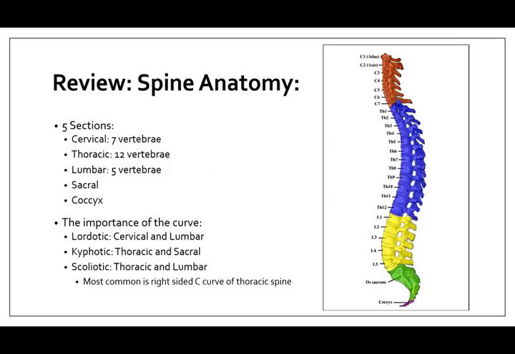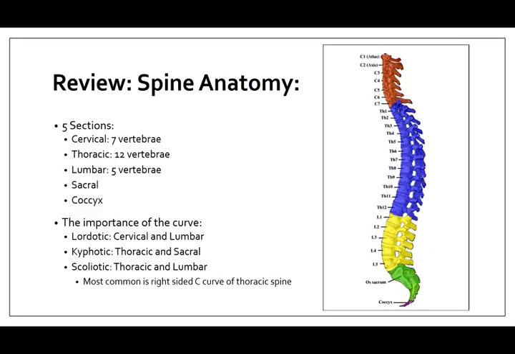Let's review just a little bit of spinal anatomy. There are 5 sections: cervical, thoracic, lumbar, sacral, and coccyx. We'll be focusing on the top 3. There are 7 cervical vertebrae, 12 thoracic, and 5 lumbar. These are obviously the most mobile of the segments, and because of that mobility or lack of stability, maybe cause some issues that might need surgery.